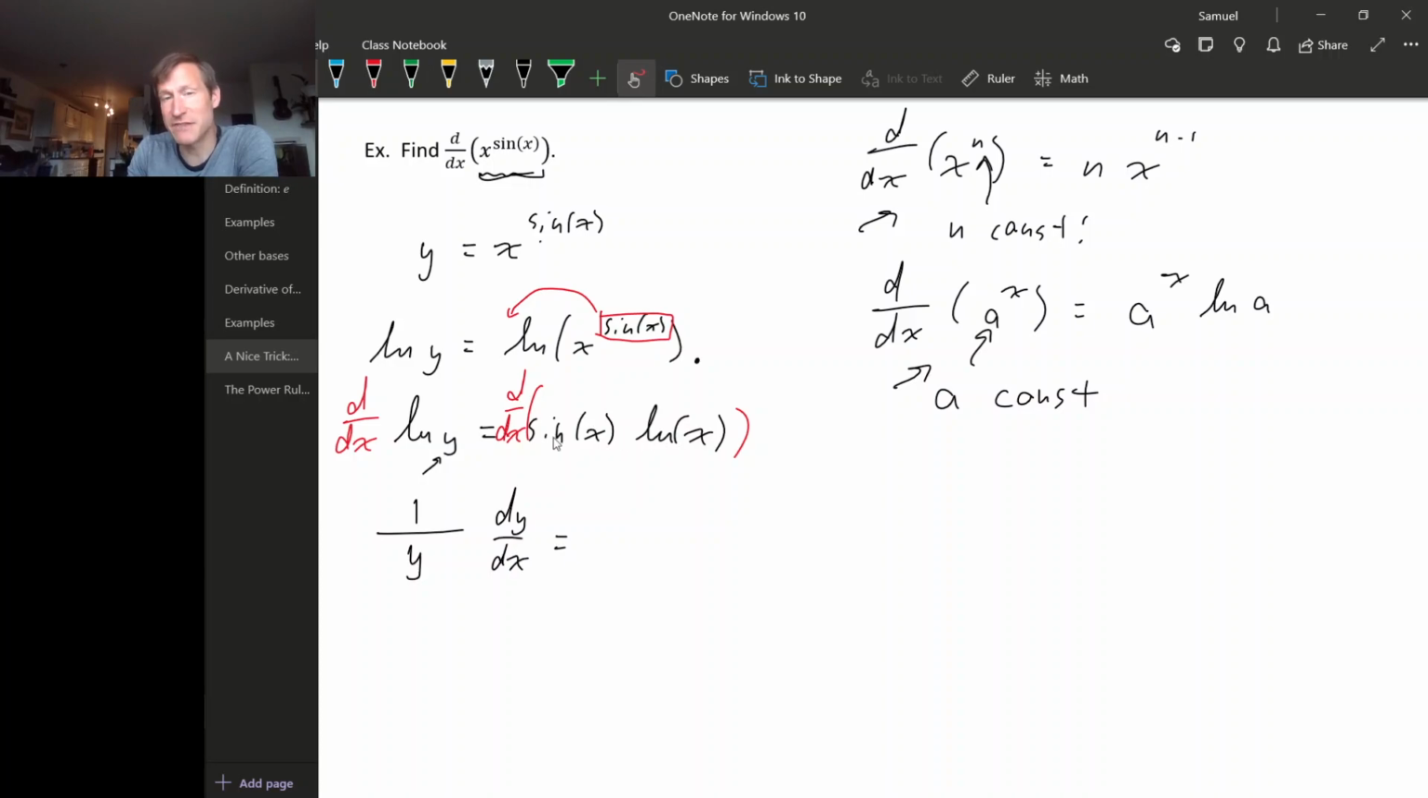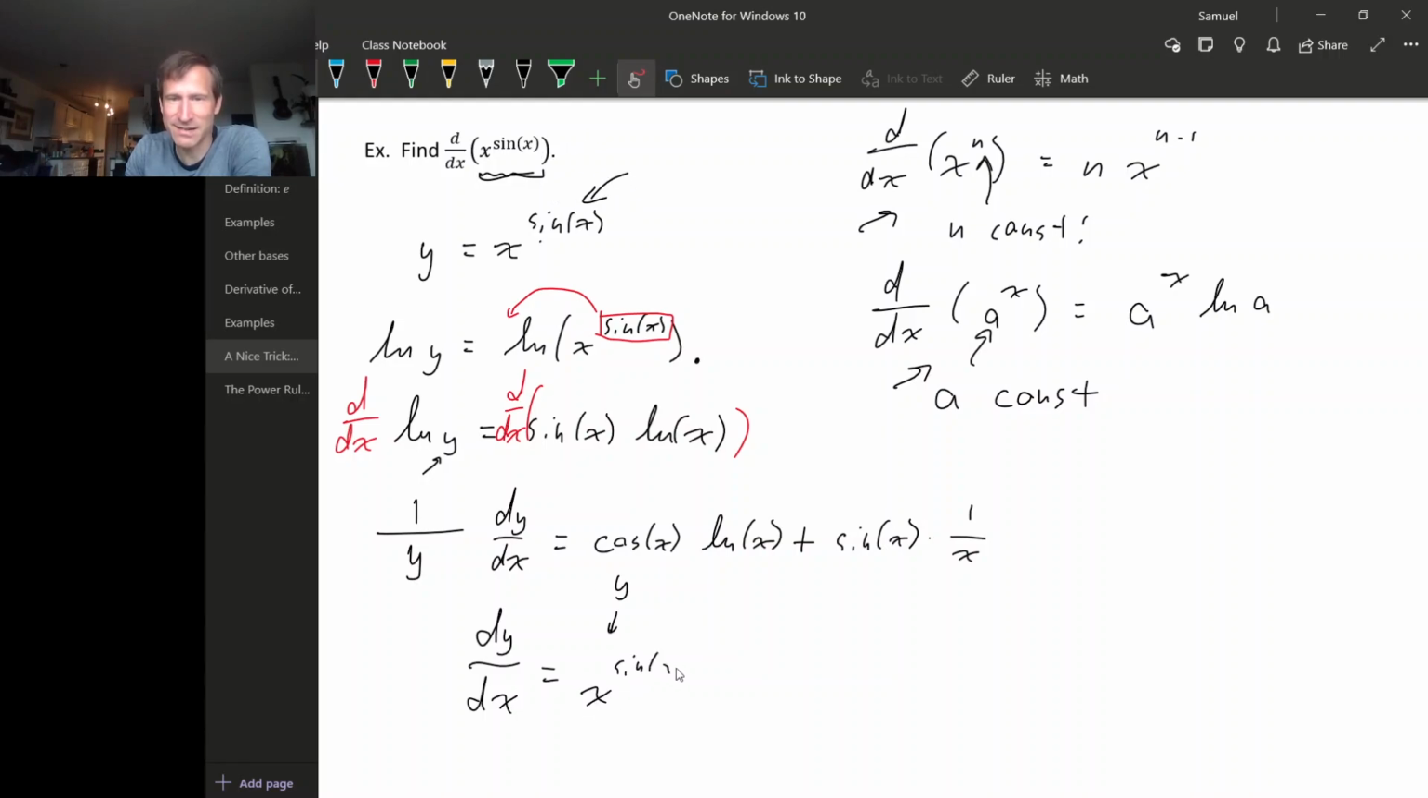And then on the right-hand side, we have to do a product rule. So derivative of sine is cosine times the natural log with no derivative, plus sine with no derivative, times the natural log with a derivative, so that's 1 over x. And then we can multiply both sides by y, and we have our derivative. dy/dx is y, but right, going back to the original, y is x to the sine x times cosine x natural log x plus sine x over x.